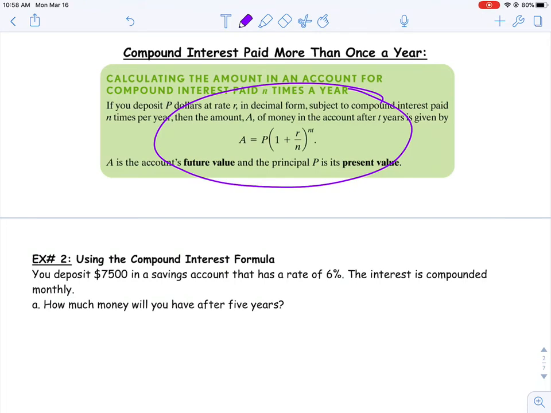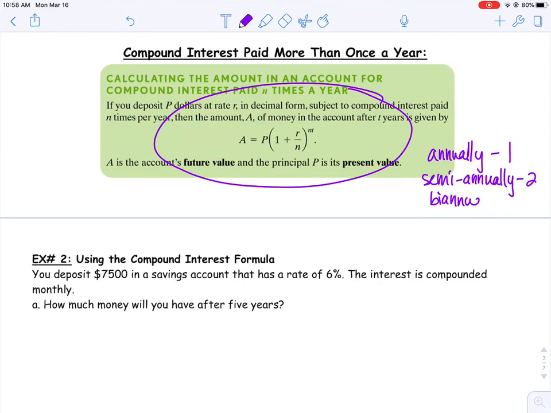So P is the principal amount, R is still the interest rate, T is still time in years, but the N represents how many times a year your interest is being calculated. So if I said it's calculated annually, then that's really just once a year. If I said semi-annually, that's twice a year.